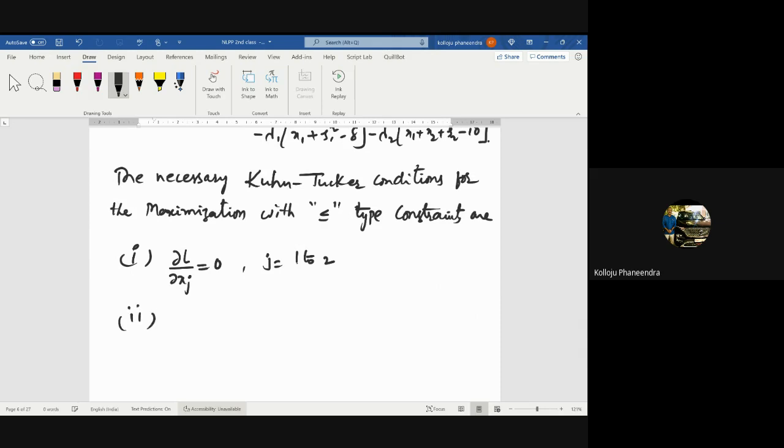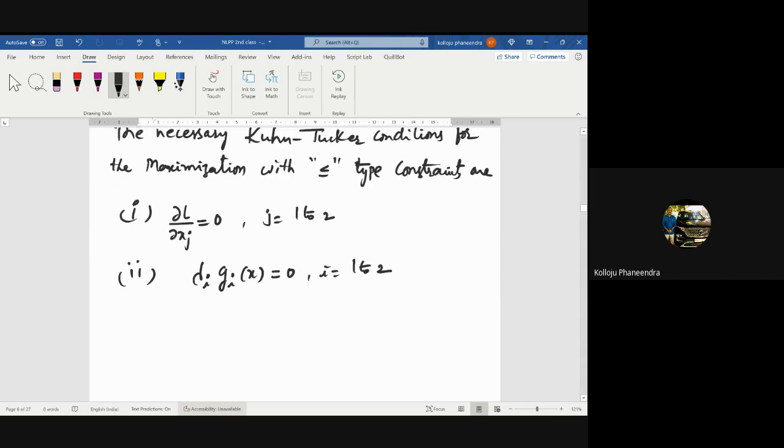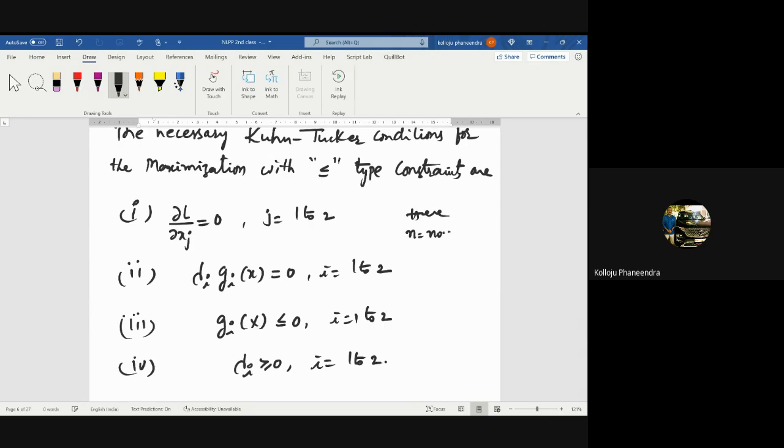Second condition is what? Lambda i into g i of x equal to 0, i equal to 1, 2. How many constraints? 2 constraints are there. And the third one is the given constraints, g i of x less than or equal to 0, i from 1 to 2. Next, the fourth condition: all the Lagrange's multipliers are greater than or equal to 0, i from 1 to 2. Here n, number of variables, is 2, and m, number of constraints, is 2. This is for your idea.